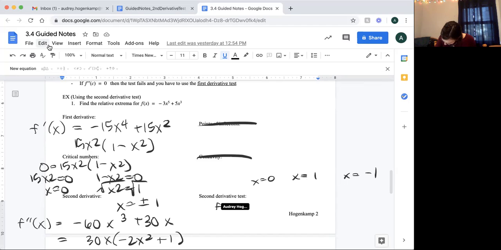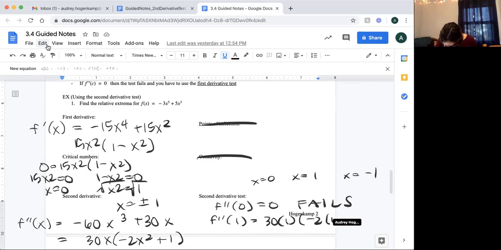So f double prime of 0: if we plug in 0, we get 30 times 0 times negative 2 times 0 plus 1, so we get 0. So that has failed. f double prime of 0 fails. f double prime of 1 equals 30 times 1 times negative 2 times 1 squared plus 1. That's going to give me negative 30, a negative number. So since f double prime of 1 is less than 0, that implies I have a relative max.